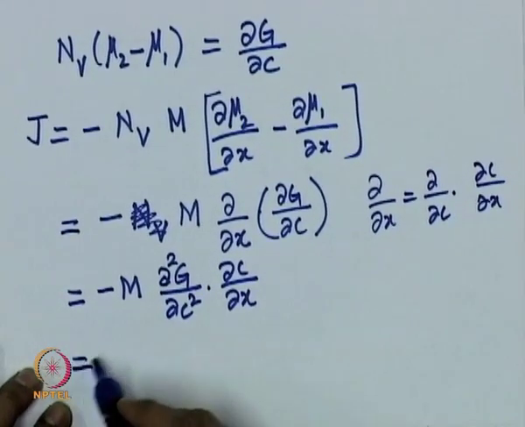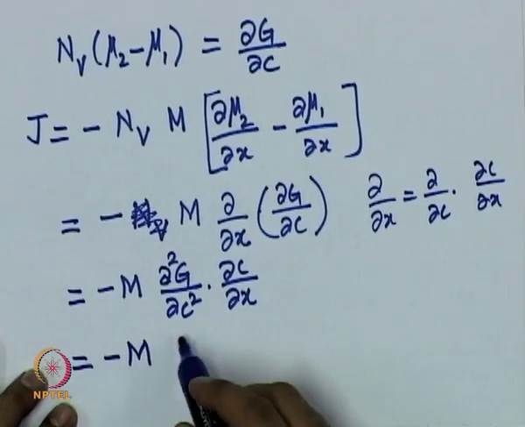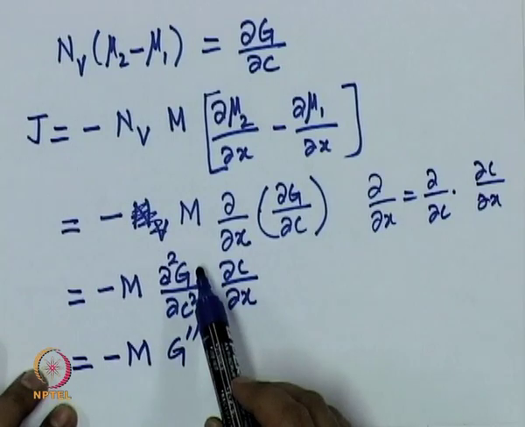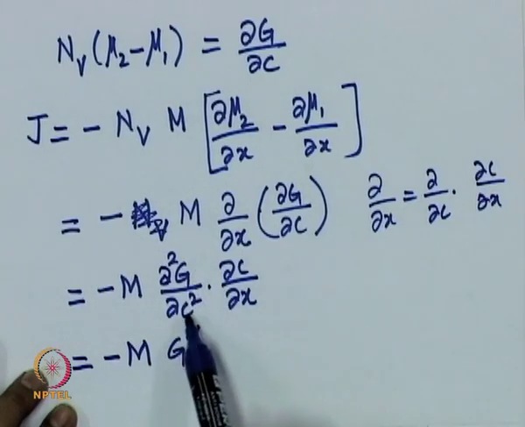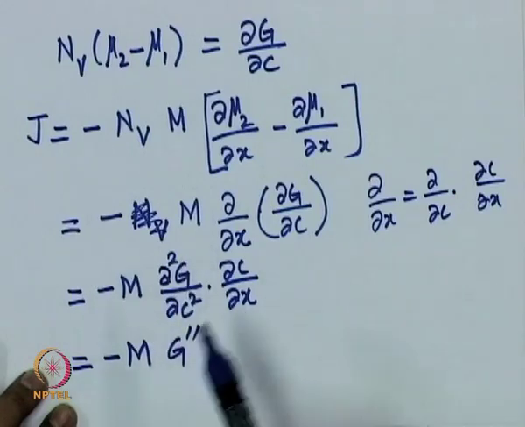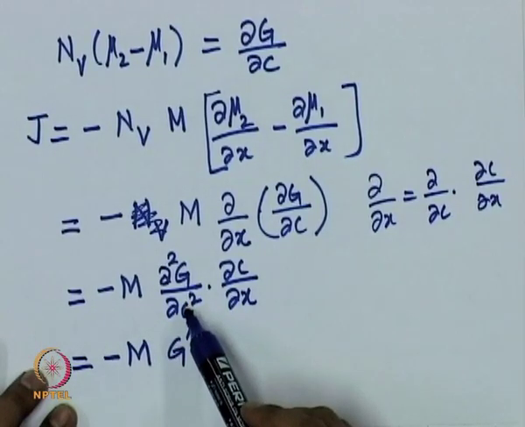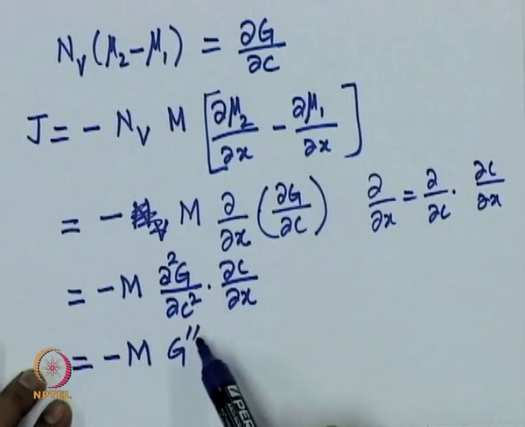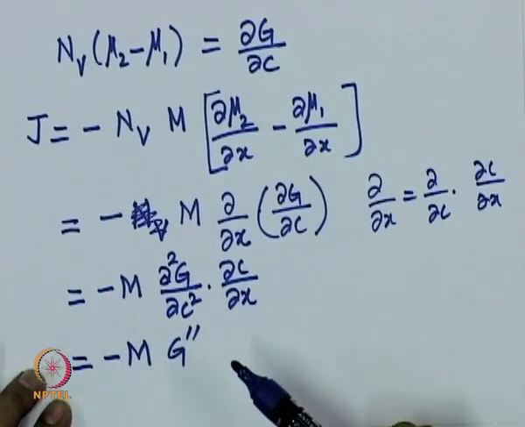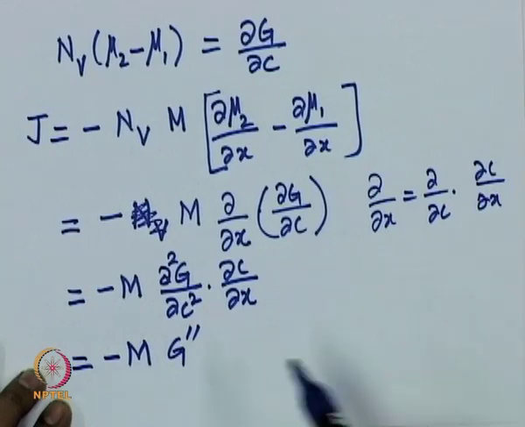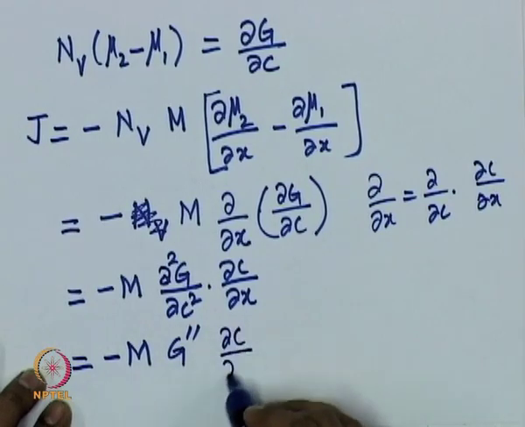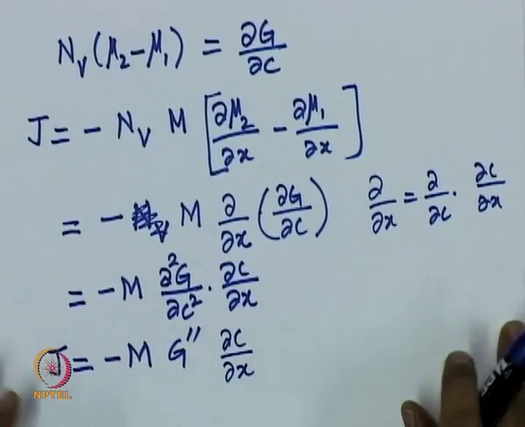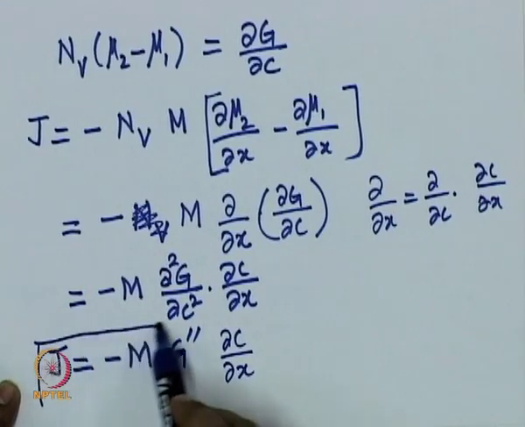So, let me give a shorthand notation. So, this is minus M, let me call this G double prime, which is what we have been calling, because this is nothing but the second derivative of the free energy with respect to composition, right. If you take the second derivative of the free energy versus composition curve, this is G double prime, which is what defined the spinodal point, obviously, right. That is the reason why we are interested in this. This becomes negative, or positive, or 0, and wherever this becomes 0 is actually the spinodal line. So, we have ∂C/∂x, that is J, right. So, this is the expression that we have.